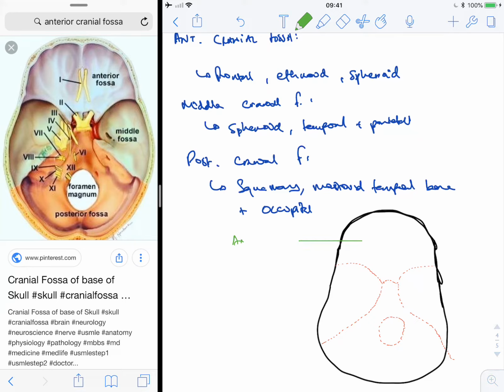Aspect. The anterior cranial fossa. Boom. Boom. The middle cranial fossa.